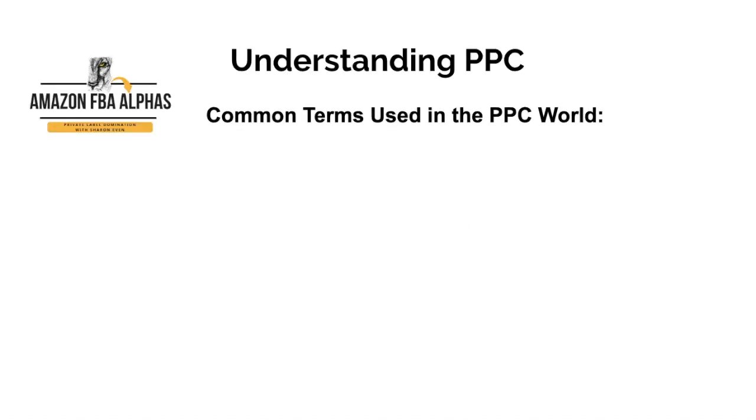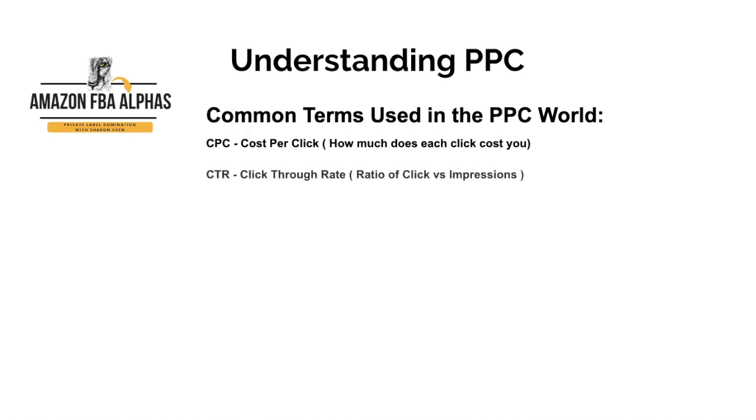So common terms that are used in the PPC world. CPC is cost per click. So how much does each click actually cost you? And the cost per click will be different for different keywords in different types of campaigns, and we'll talk about that later. CTR is click-through rate, which is the ratio of your clicks versus your impressions. So how many people actually clicked on your campaign compared to how many people actually saw it.